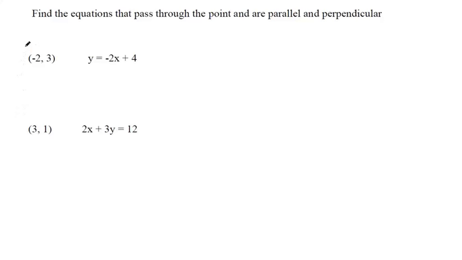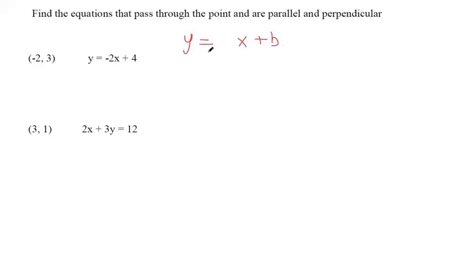So two different problems here. We're supposed to find the equation that passes through this point and it's parallel to this line. That's one of them. Actually, there's four total problems here. We got parallel, perpendicular for both of these. Okay, so for this first one, we got to make a new y equals mx plus b.